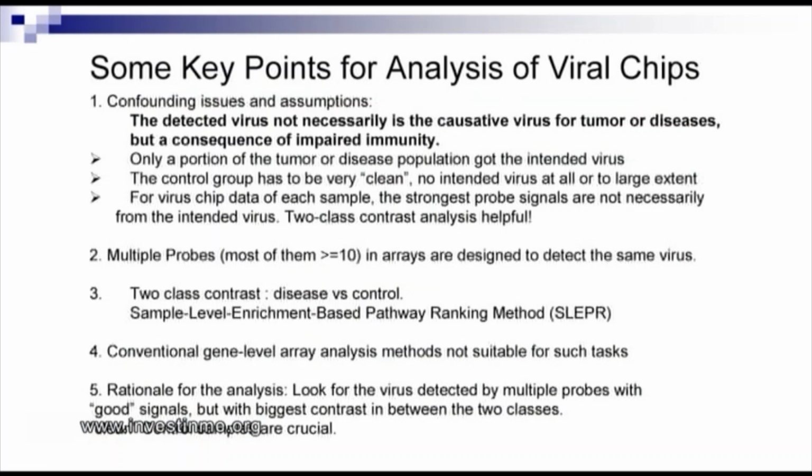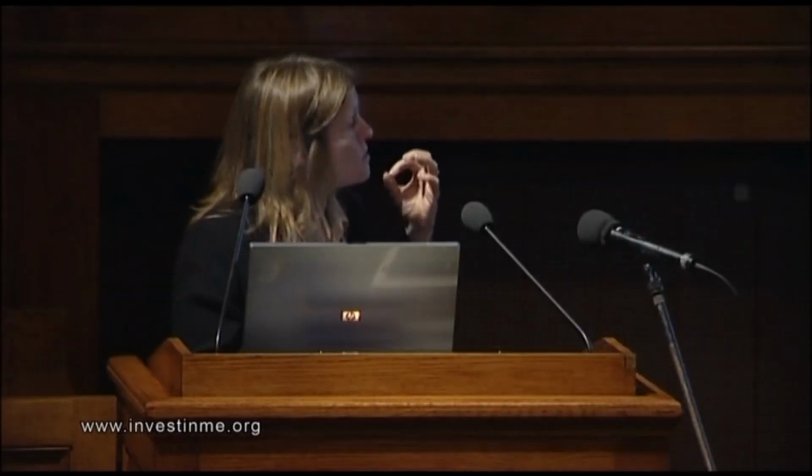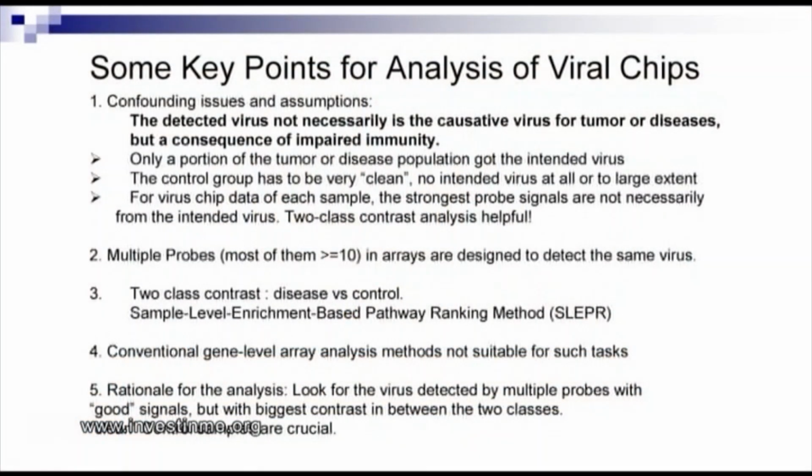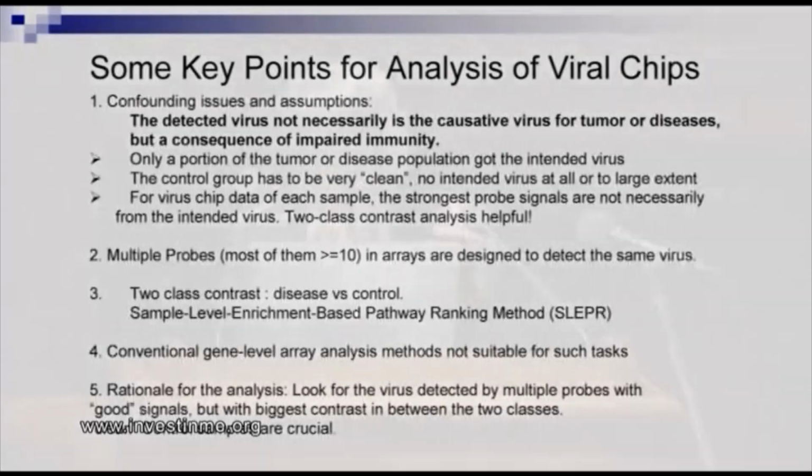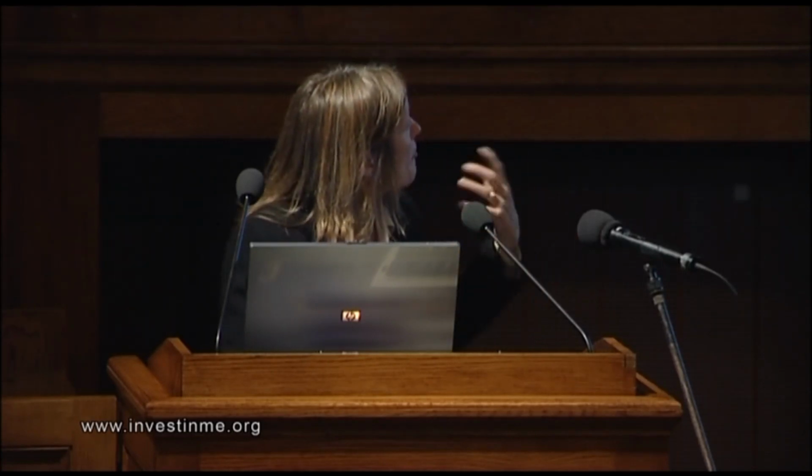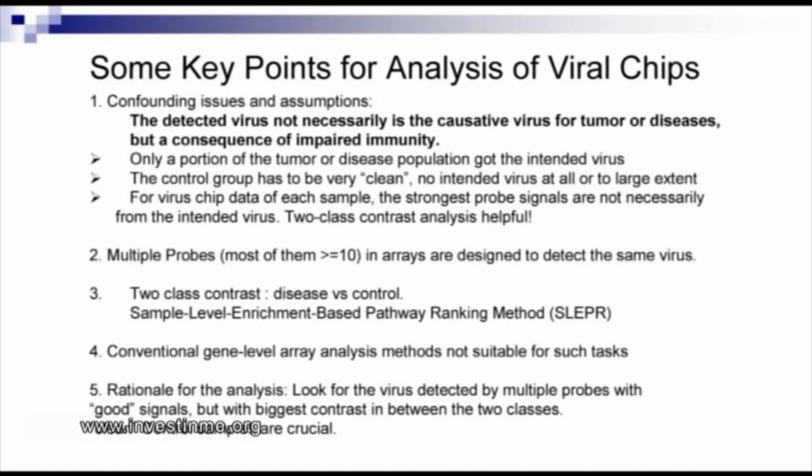So some key points in talking about these large arrays, these gene expression arrays, and particularly the viral microarray, it's really important to understand the data analysis. These are very complex data sets, and some confounding issues and assumptions have to be considered. That is that the detected virus is not necessarily the causative virus for the tumor or disease, but it could be a consequence of impaired immunity, which we've alluded to today. Only a portion of the tumor or disease population actually get the intended virus. So that confounds things as well. As Dan said, 25% of his population have HHV6A.